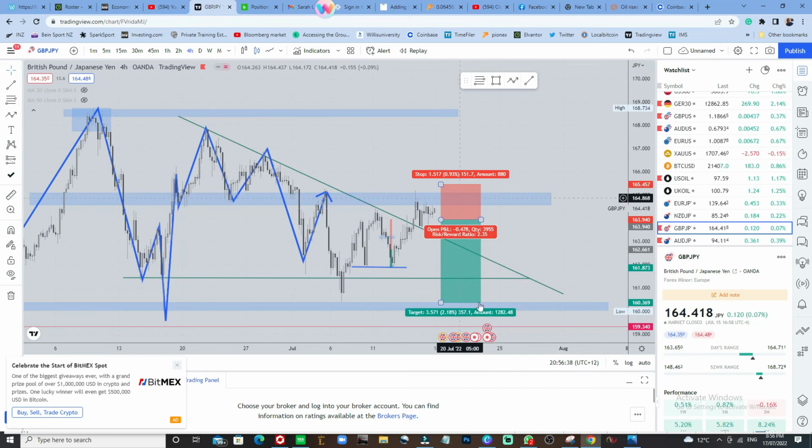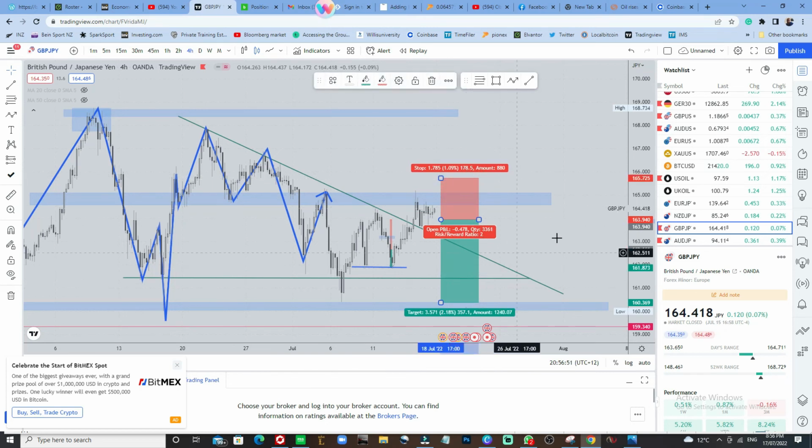I'll take a ratio of 1 to 9. So that's it for the GBP JPY. Now let's look at USD CHF.